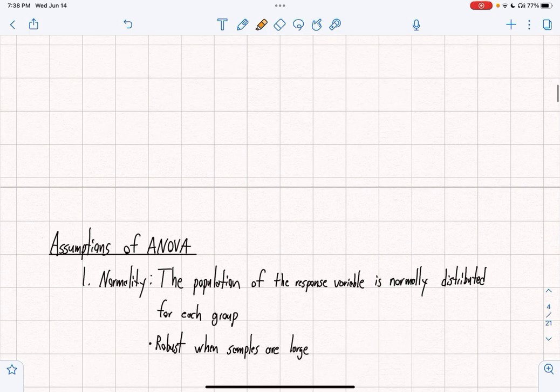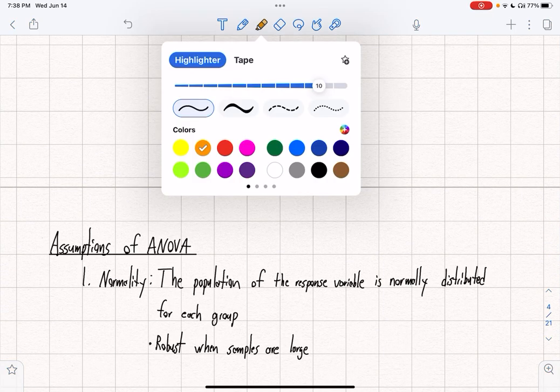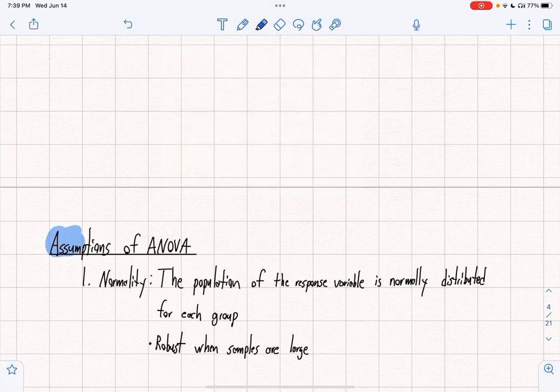Of course, we have assumptions for performing an ANOVA test. These should look familiar at this point. The first, of course, is that they are normally distributed. The population of the response variable is normally distributed for each group. This will be robust when samples are large. If you recall the central limit theorem, if you have a large enough sample, your distribution of sample means will be approximately normally distributed. And so we need each of our populations to be normally distributed.